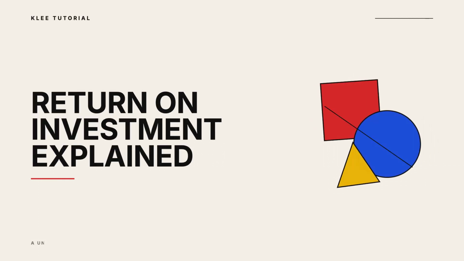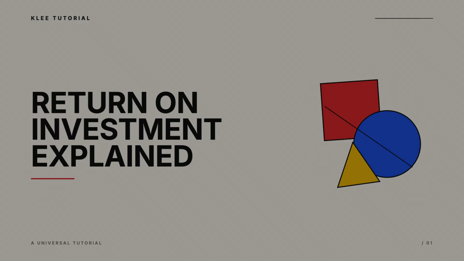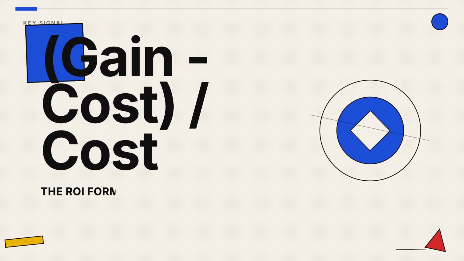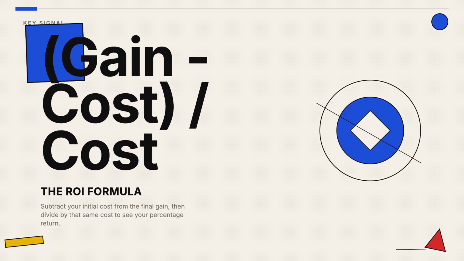Return on investment, or ROI, is a simple way to measure how much profit you made compared to what you originally spent. Investors use this metric to evaluate the efficiency of an investment across many different categories like stocks, real estate, or business equipment. The math is straightforward. You take your net profit, divide it by the initial cost, and multiply by 100 for a percentage.